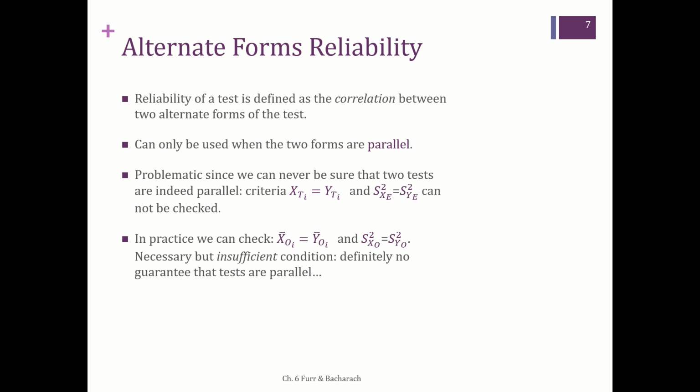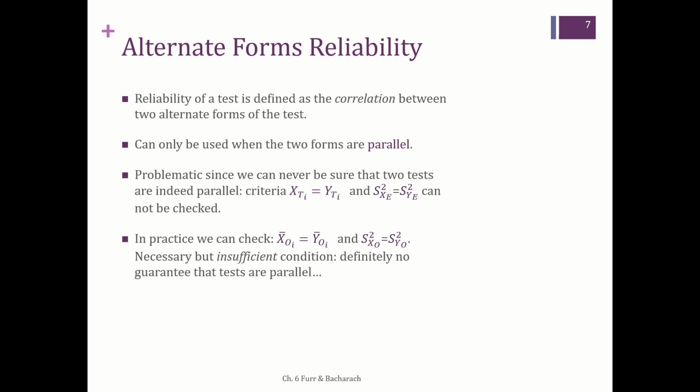You have two tests that should be equal in every sense. So by looking at the correlation between the two, we should get an idea about what part of the variance is systematic variance, but in practice getting to exactly parallel forms is difficult, and that basically is a problem for this form of reliability measurement.